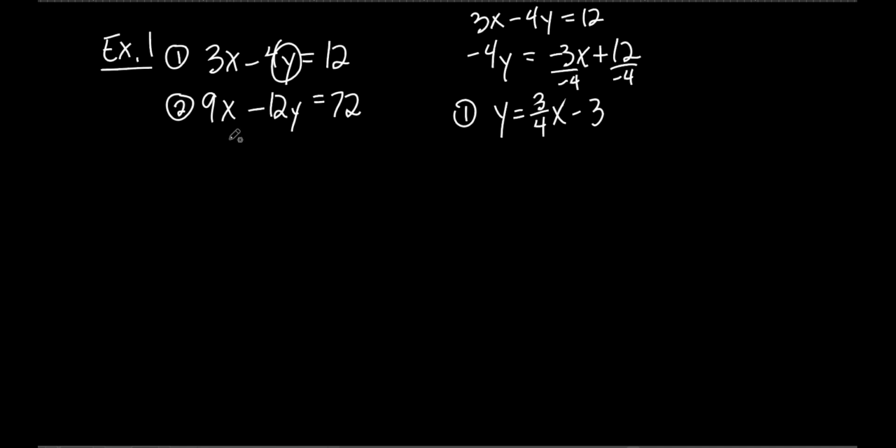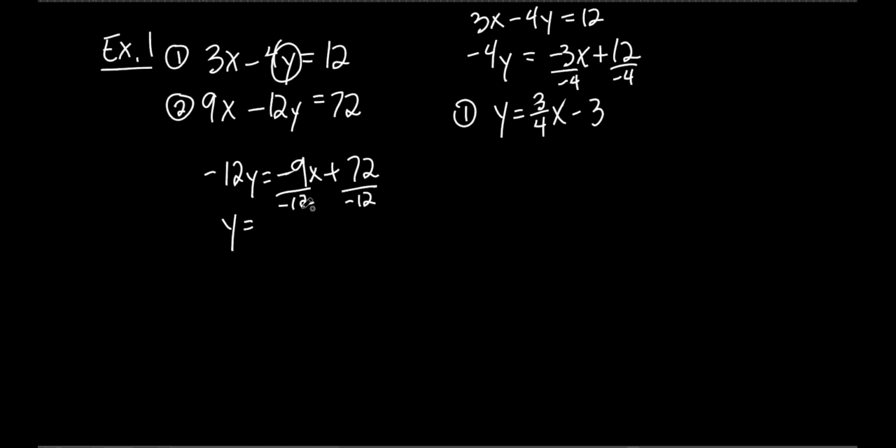Let's do the same thing for 2. It's going to be negative 12y equals what? What am I going to do with that 9x? Yeah, subtract it, but I'm going to put it before the 72 because I want y equals mx plus b. So I put minus 9x plus 72. Divide by negative 12, so I get y. Divide this by negative 12. Divide this by negative 12.